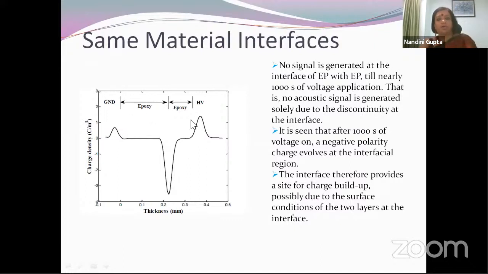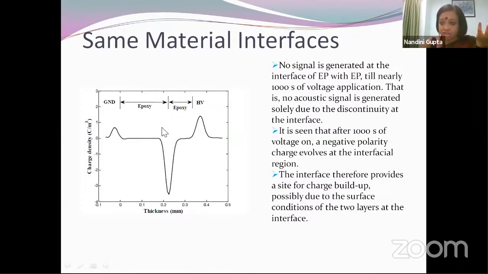So having taken care of all this, what we see is we take a material which is epoxy bonded on epoxy. So it is very nicely bonded and there is no gap. And what we see is that originally there is no signal till 1000 seconds of voltage application, which means that the discontinuity is opaque to the acoustic wave that is traveling. But after 1000 seconds, we find a negative polarity charge. Now this polarity is different from the polarity of the homocharge. So you have homocharge at the ground electrode, homocharge at the high voltage electrode, and you have charge of opposite polarity at the interface.